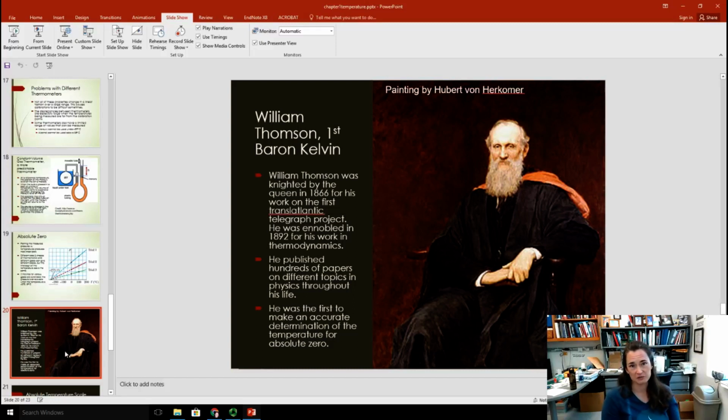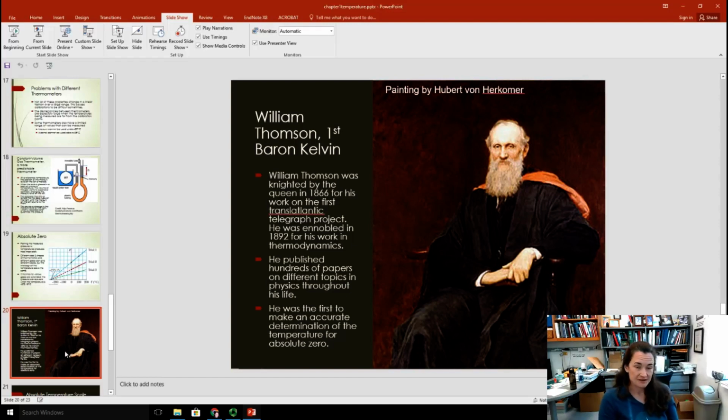Some interesting facts about William Thomson. He's an amazing physicist, a British physicist. He did work in a lot of different areas, published hundreds of papers on different topics in physics throughout his life. He was actually knighted by the Queen of England in 1866, so he became Sir William Thomson in 1866, for his very important work on the first transatlantic telegraph project. He pointed out that the purity of the copper used in the cables was very important, and he also pointed out that the bandwidth of the cable was limited by the diameter of the cable. So he did a lot of important work there.